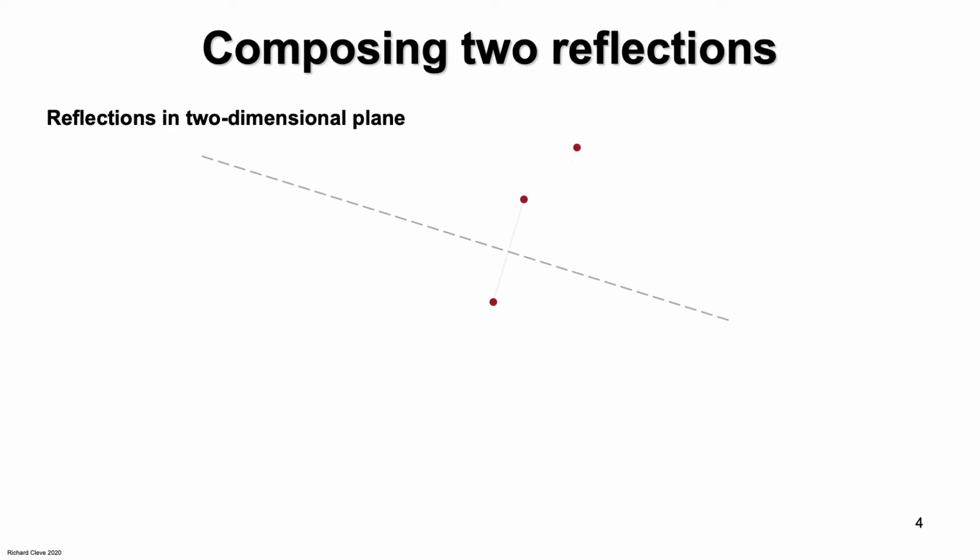Here's another example of a point being mapped to its mirror image with respect to the line. Here are more examples.